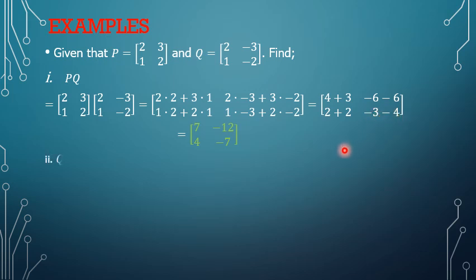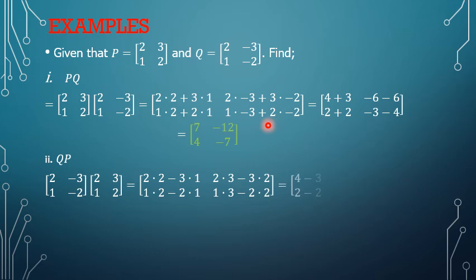Now, we are also being asked to find QP. Now we multiply in the reverse way, matrix Q times matrix P. It is still compatible for multiplication. As you can see, the number of rows is 2, and the number of columns here is also 2. So you can multiply. This will be 2 times 2, you get 4, plus negative 3 times 1, you get negative 3, which gives 4 minus 3.